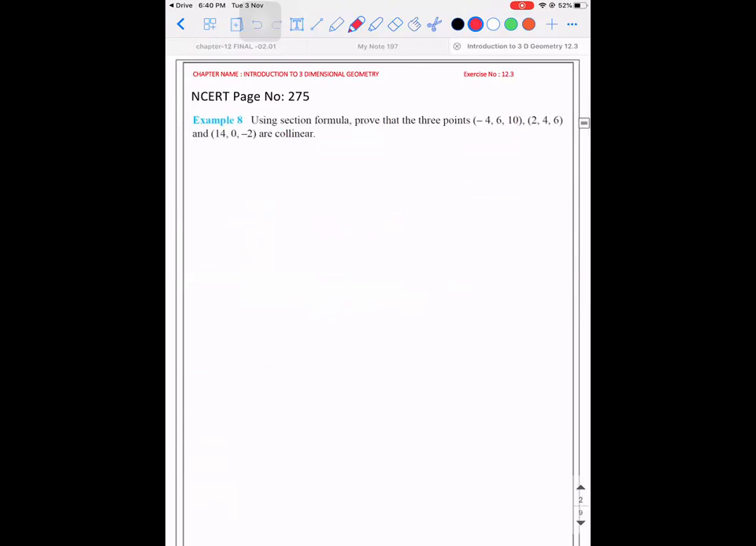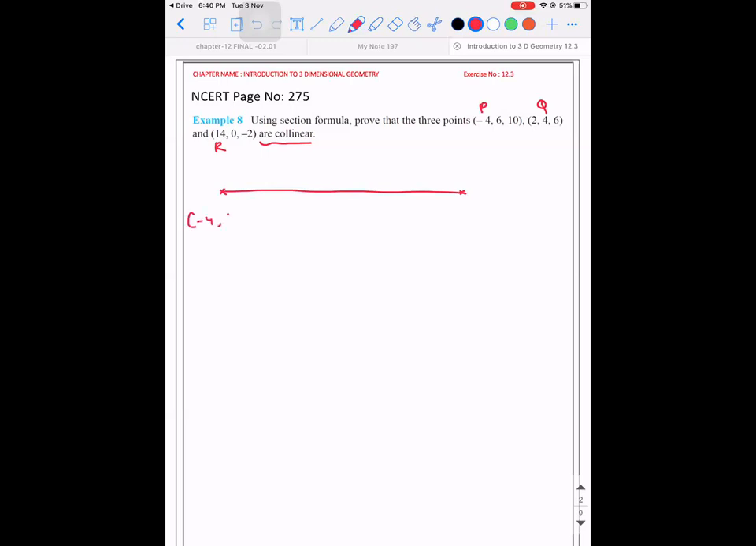Now, yesterday we did problems based on collinearity, right? In collinearity, what did I say? P, Q, and R are there. Find PQ, find QR, and find PR. If the sum of 2 is equal to the third one, then we say that all the 3 points are collinear. So the other way to prove the collinearity is as follows.